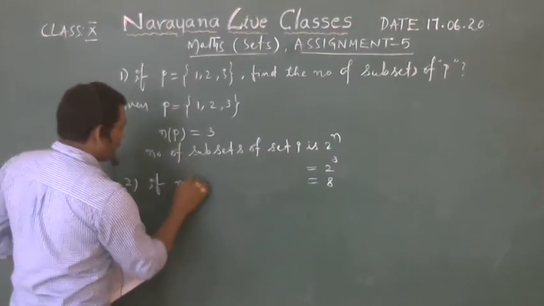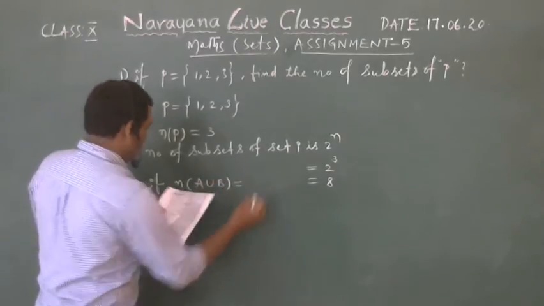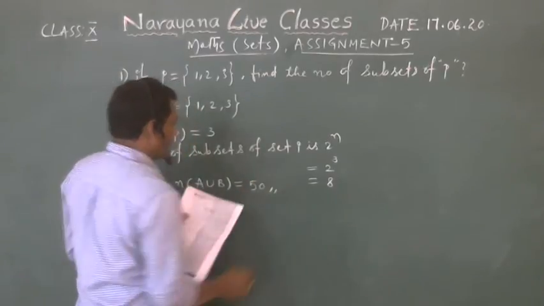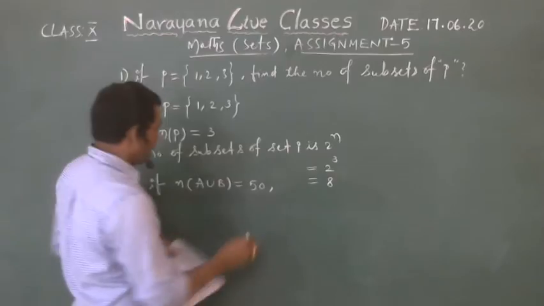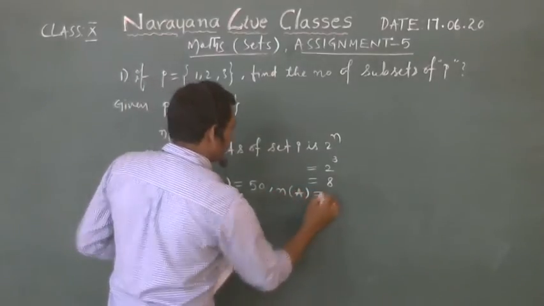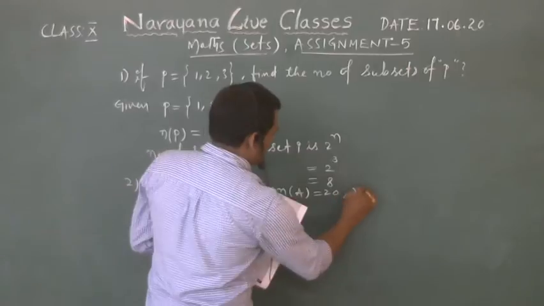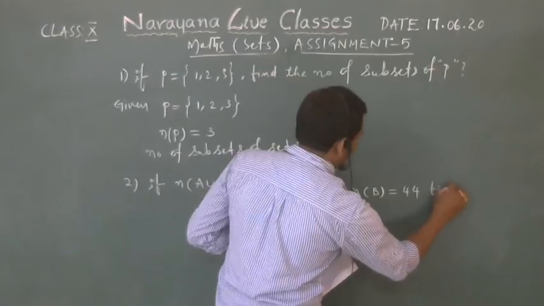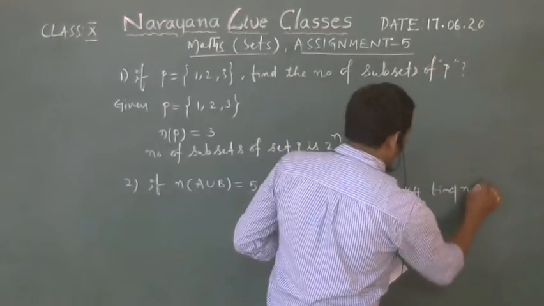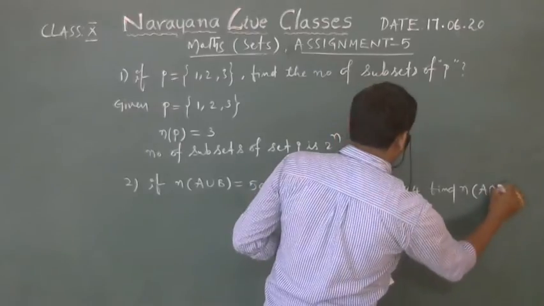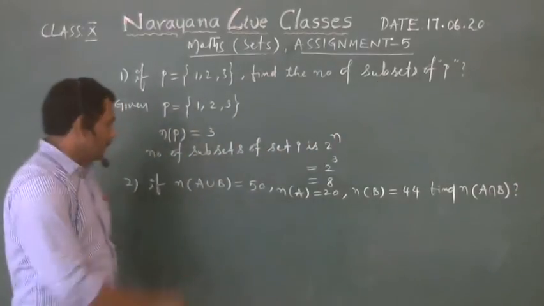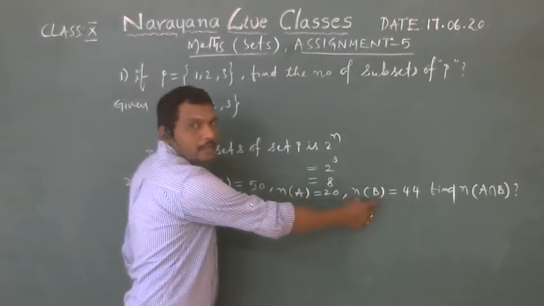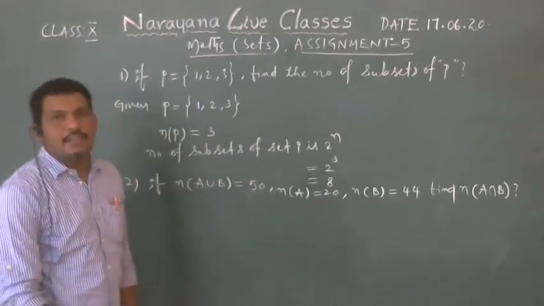Second question, if n(A union B) is equal to 50, and n(A) is equal to 20, n(B) is equal to 44, find n(A intersection B). If n(A union B) is equal to 50, n(A) equal to 20, n(B) equal to 44, find n(A intersection B).